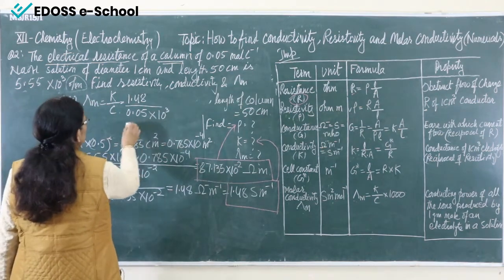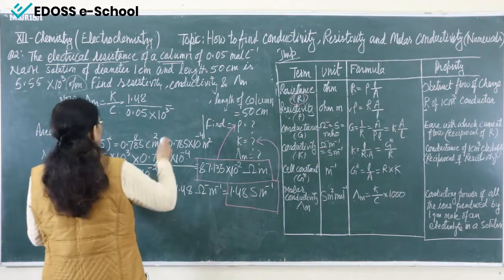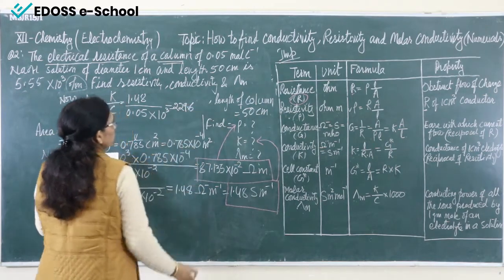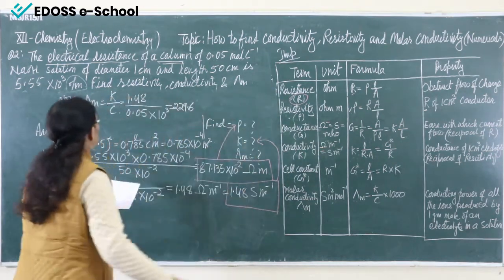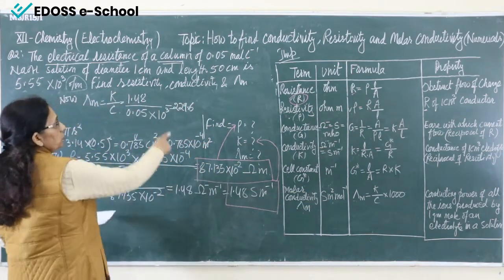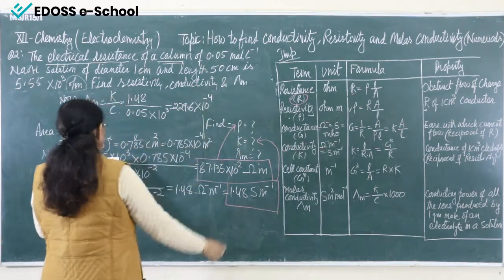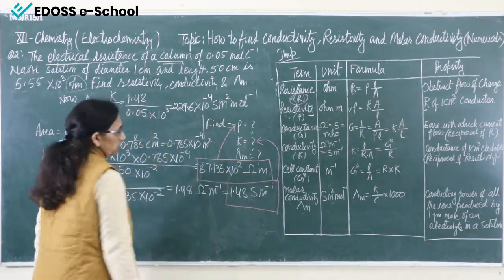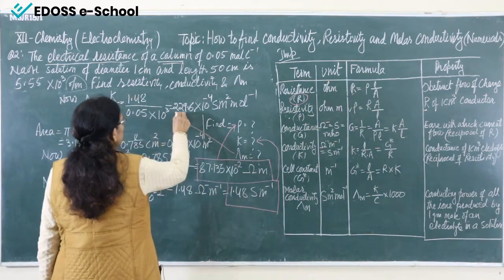Now after calculating we will get the value. This is coming 229.6. This is the answer coming, and we have to put the unit also. So you can see here Siemens meter square per mole. So 229.6 into 10 raised to power minus 4 Siemens meter square per mole. So this is our lambda m. This value is of lambda m.